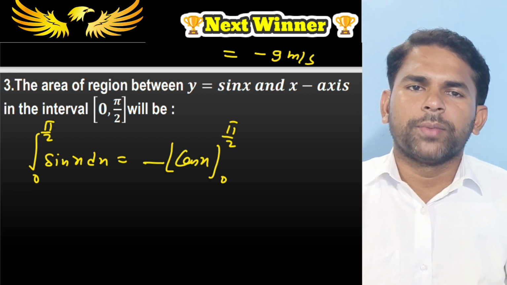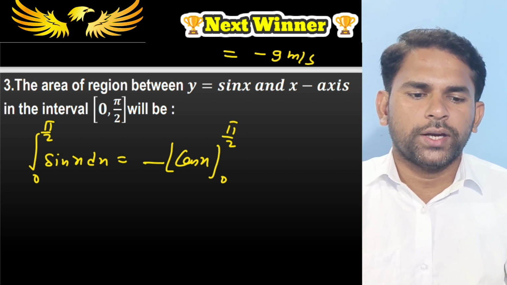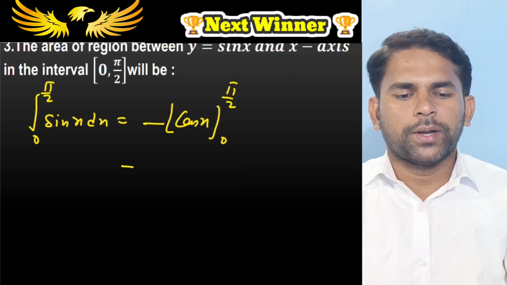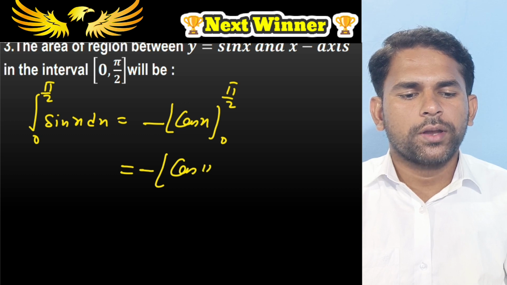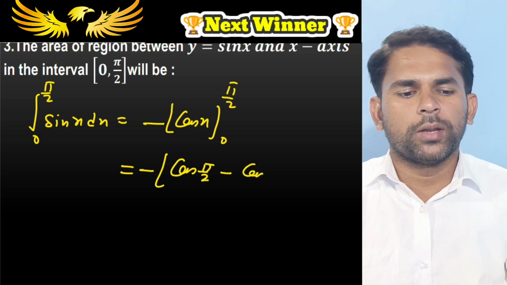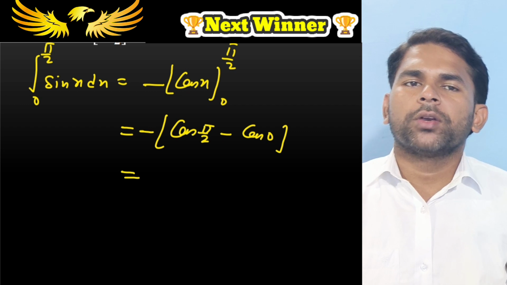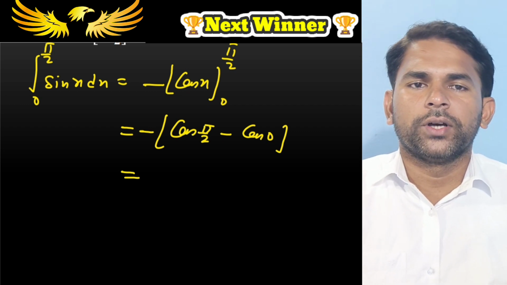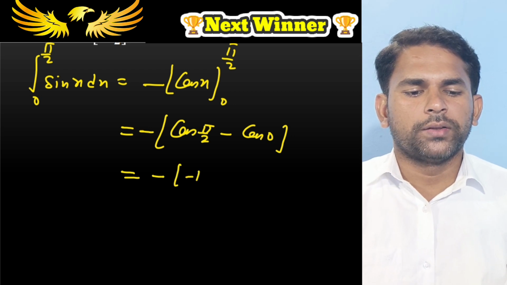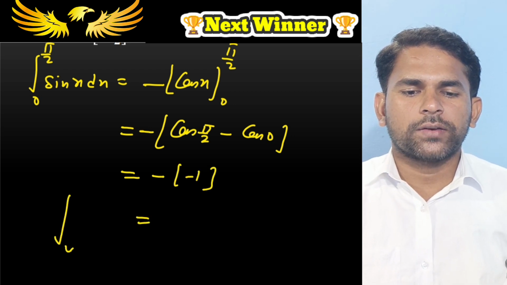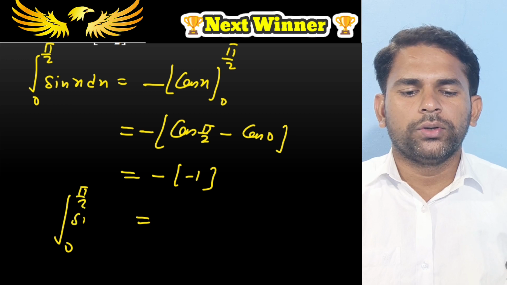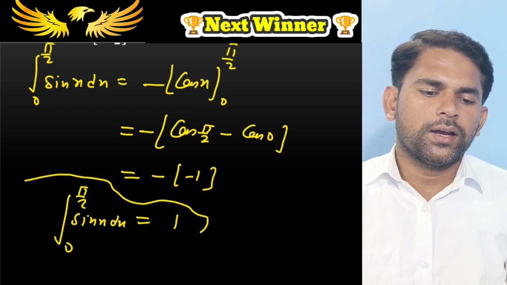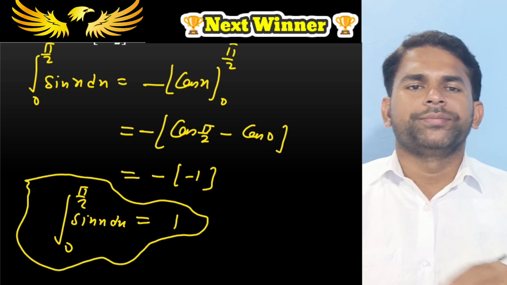Integration of sin x will be minus of cos x. So I took the minus outside, then I applied the limit 0 to pi by 2. So you can apply the limit: minus, upper limit cos pi by 2 minus lower limit cos 0. Cos pi by 2 means cos 90, which will give the value 0, and cos 0 will give 1. So we can write minus, minus 1. So finally our answer for integration 0 to pi by 2 sin x dx will be 1. So this is the answer of the given problem.